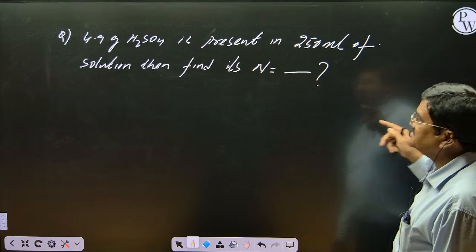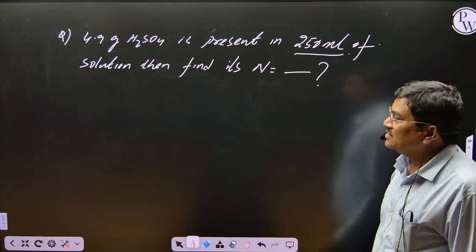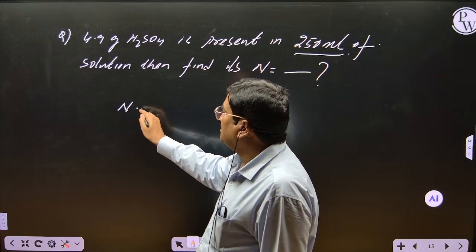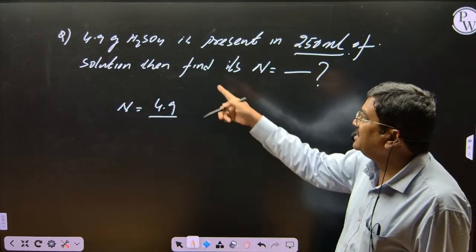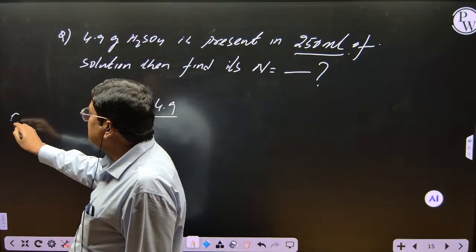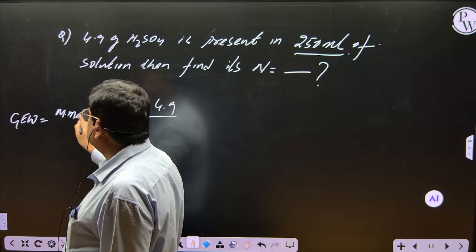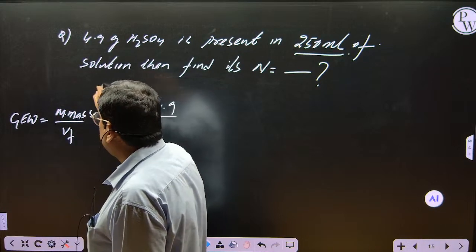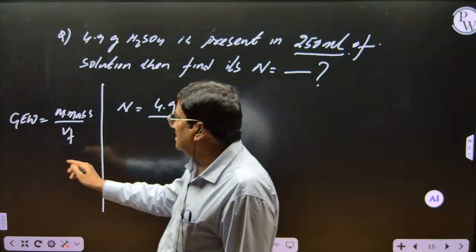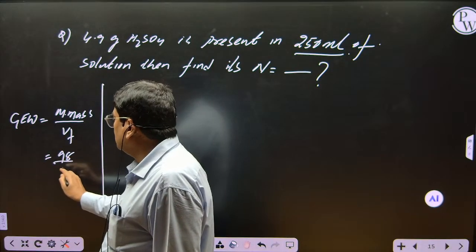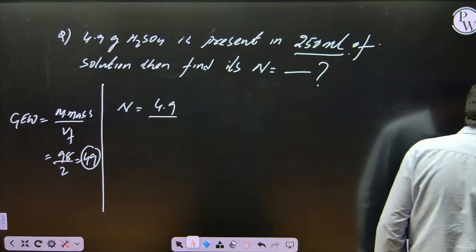This 4.9 grams is present in 250 ml solution, it is saying. What will be its normality, it is saying. So normality is equal to mass of solute, we know 4.9, divided by the gram equivalent mass of sulfuric acid. Gram equivalent mass, how do we get? Gram equivalent mass is equal to molar mass by valency factor. What is the valency factor for sulfuric acid, students? There are two replaceable hydrogens. Molar mass is 98. So 98 is to be divided by 2. That comes to 49. Equivalent mass will also be 49.